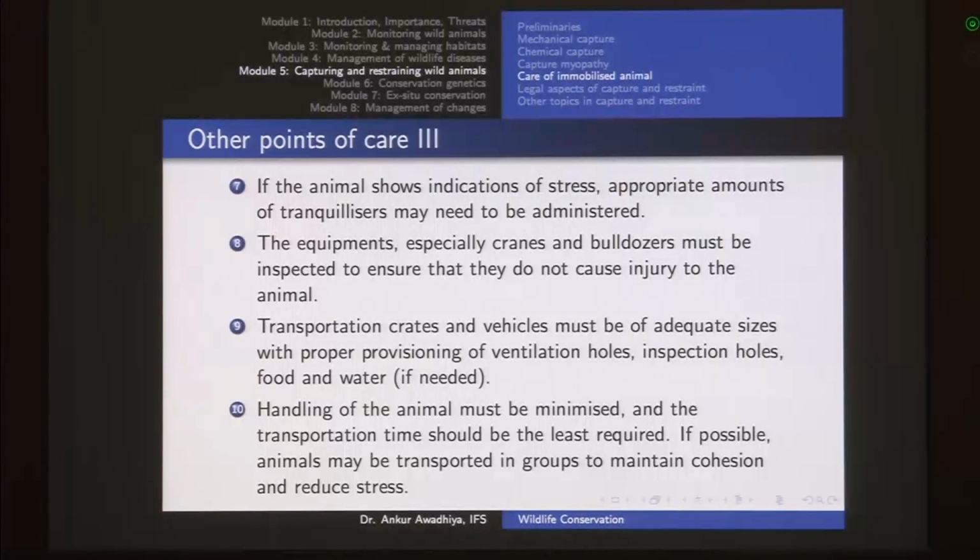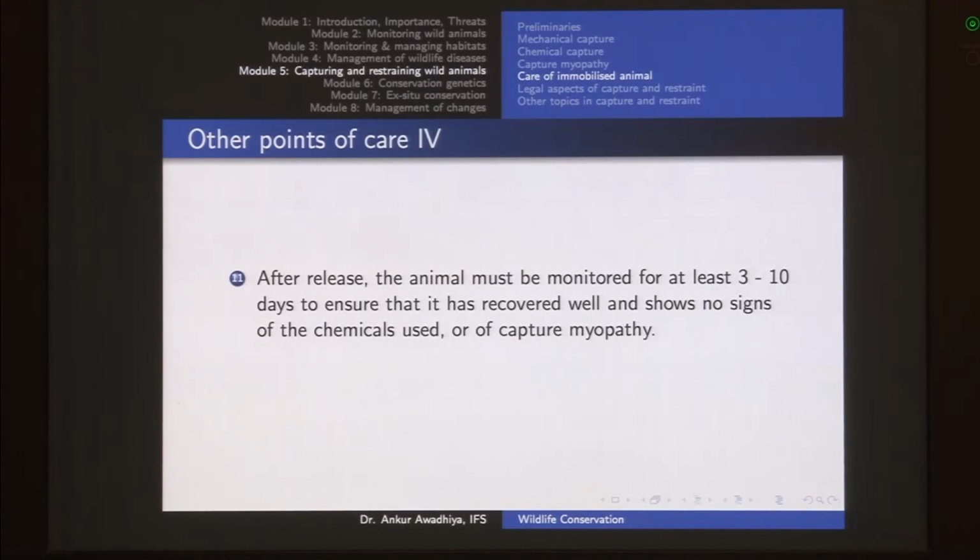Handling of the animal needs to be minimized. Transportation time should be as less as possible, and if possible the animal should be translocated in a group to maintain cohesion, to reduce stress and to avoid capture myopathy. And after release also the animal needs to be monitored for at least 3 to 10 days to ensure that it has recovered well and does not show any signs of the chemicals that were used or any signs of capture myopathy. So, let us stop here.